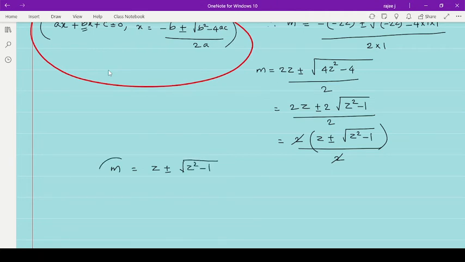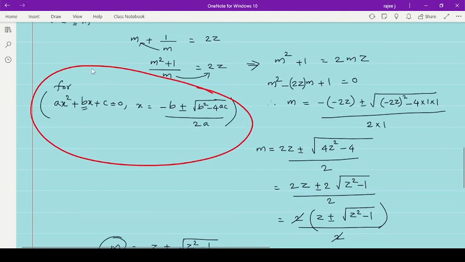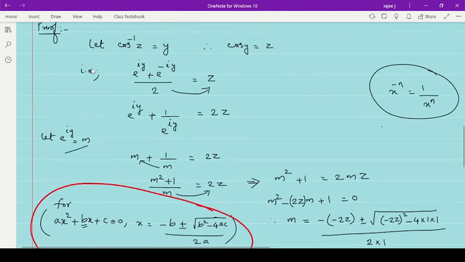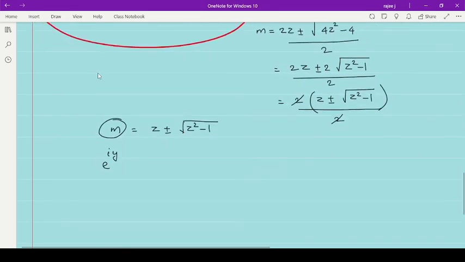Okay, now what is m? m is e raised to i y. Now, m is e raised to i y, therefore, because we substituted like that, see, e raised to i y is equal to m. So, m is e raised to i y, that is equal to z plus or minus under root of z square minus 1. Okay, now we need the value of y.